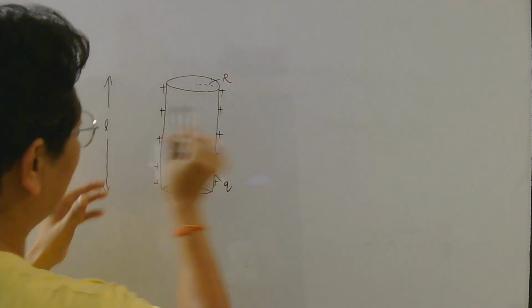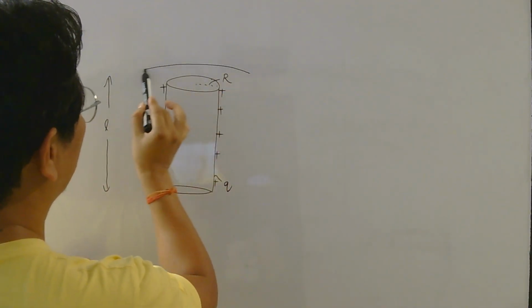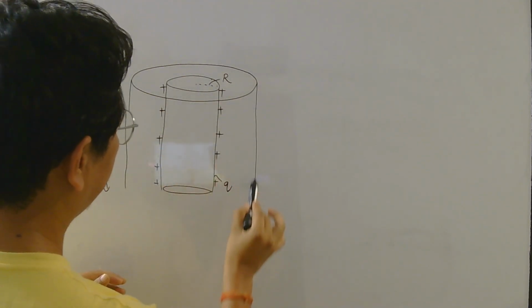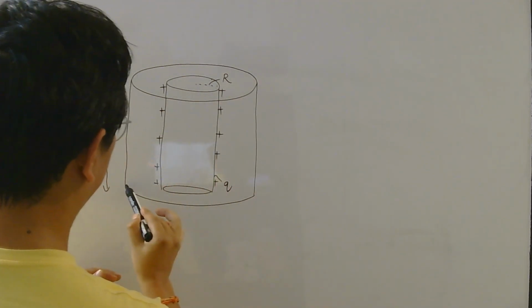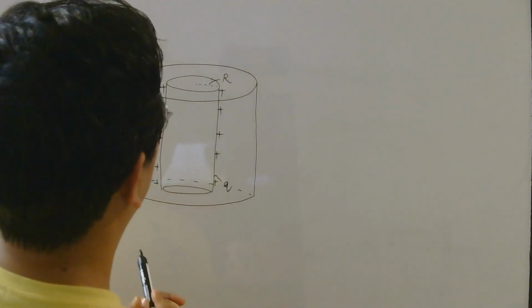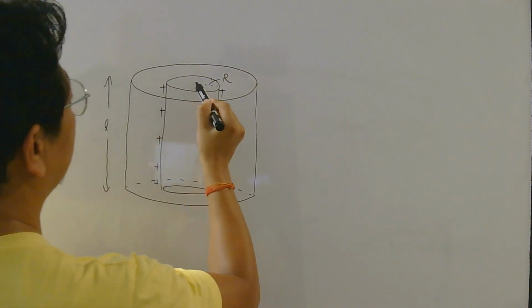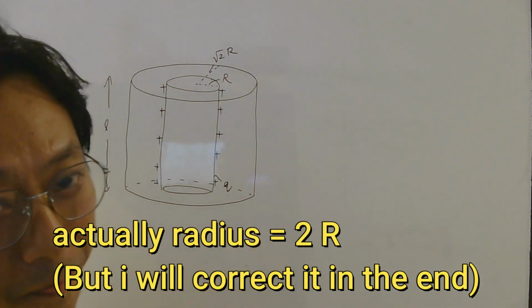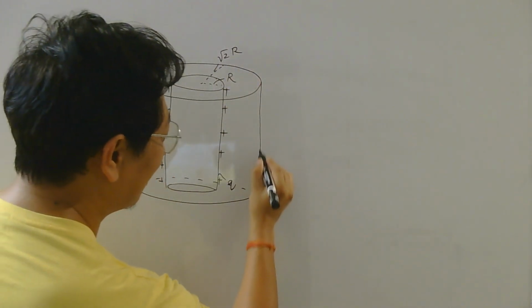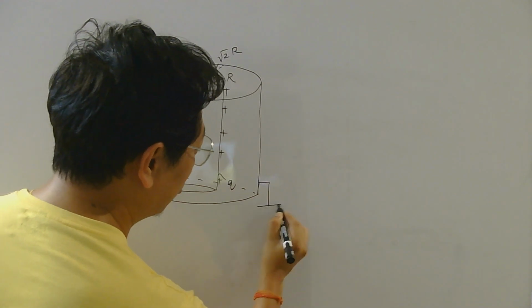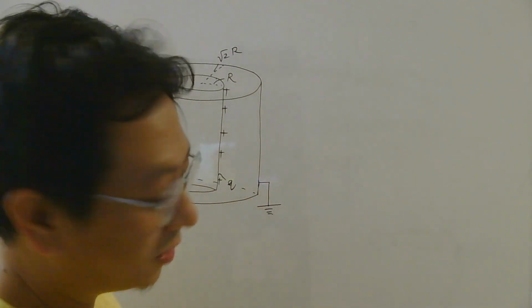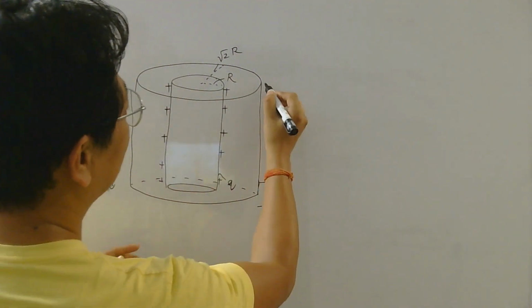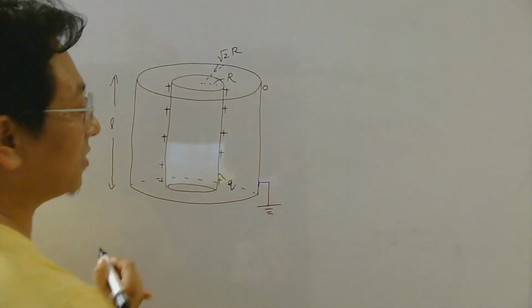Now they surrounded this cylinder with another coaxial cylinder of the same length, and the radius of that cylinder was given as √2r. Now it is mentioned that the outer cylinder is grounded, which is also a conductor, remember. So once you ground the outer cylinder, the charge on the outer surface must be 0.